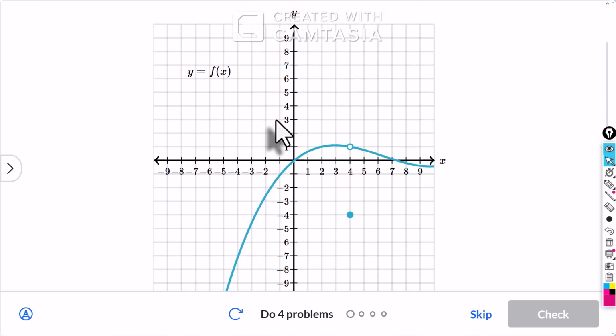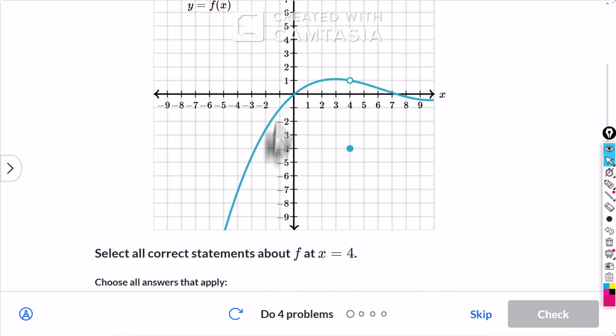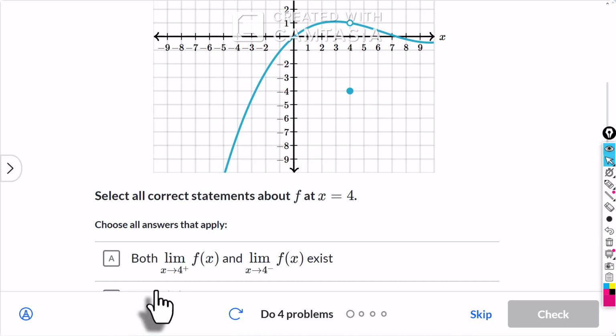All right, so here we have the function f graphed, and select all the statements about f at x equals 4. So that is right here at x equals 4. Choose all answers that apply. Answer A, both one-sided limits exist. This is approaching from the positive side. This is approaching from the negative side.